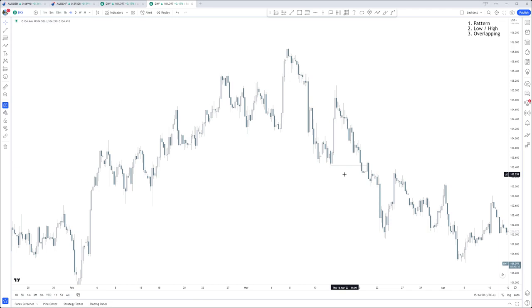So the overlapping, if you know what a fair value gap is, what's overlapping with this mitigation block? A fair value gap. And this is exactly what makes the mitigation block so strong, and other PD arrays as well. When there's something overlapping, right here we have a fair value gap. And this is what makes it so strong.